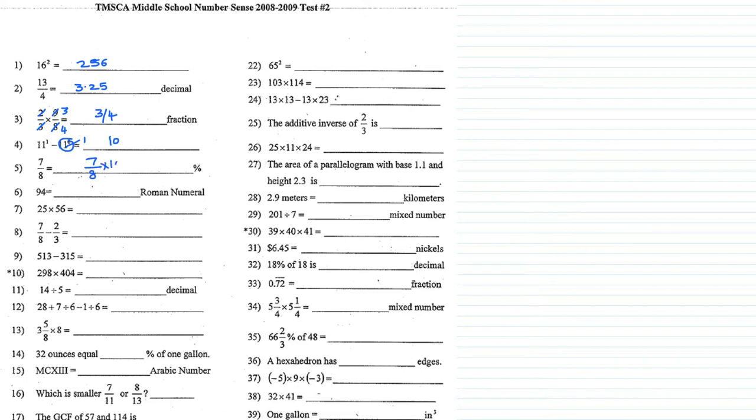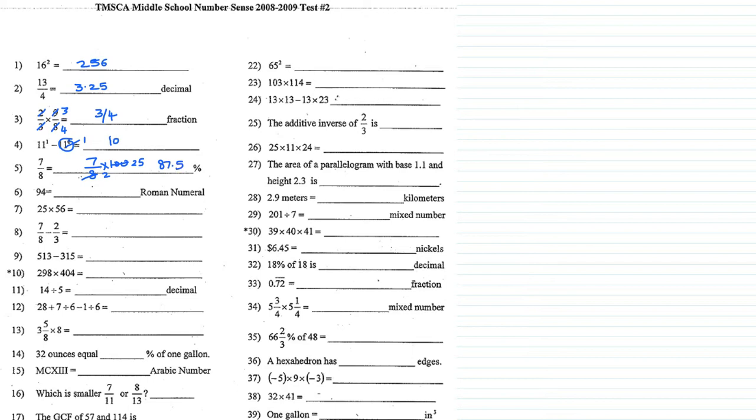7 over 8 in the form of a percentage, so essentially they're asking 7 over 8 multiplied with 100. So 4 times 2, 4 times 25. So 7 times 25 is 175, and that divided by 2 is 87.5%.